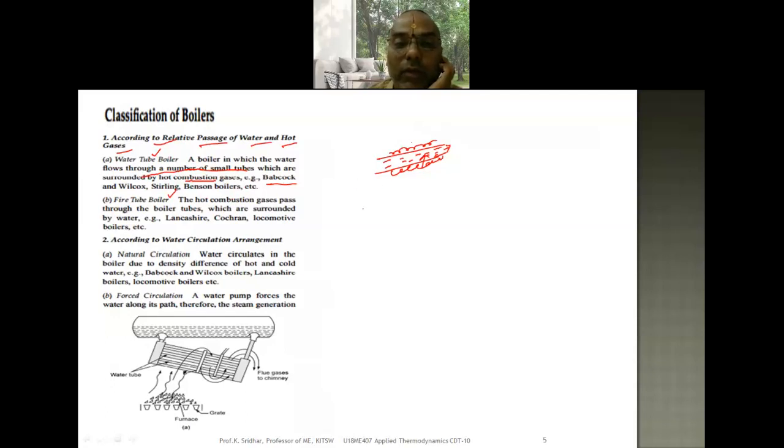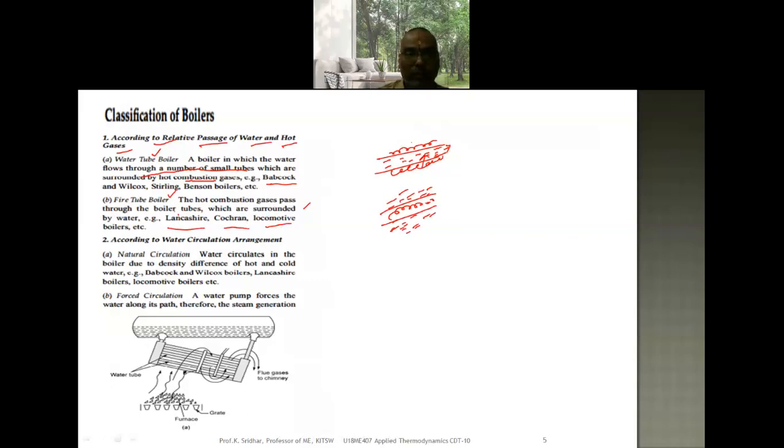Exactly the reverse phenomenon we are able to observe in the fire tube boiler. Here, the flue gases are flowing inside the tubes and the water surrounds the tubes. So that's why the heat exchange is taking place between the flue gases and the water. This is the working principle of the fire tube boiler. The examples of the fire tube boiler are the Lancashire boiler, Cochrane boiler, locomotive boilers, etc.